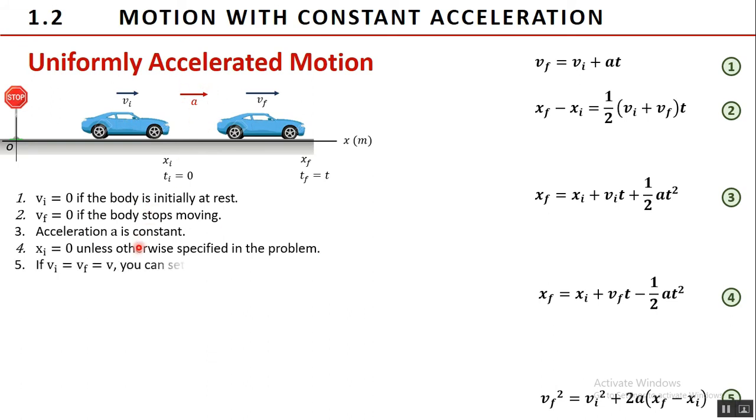Let the initial position x sub i be 0 unless otherwise specified in the problem. If the velocity is constant, that is v sub i is equal to v sub f, you can set acceleration to 0. Then the 5 equations are reduced to displacement equal the product of constant velocity v and time t.